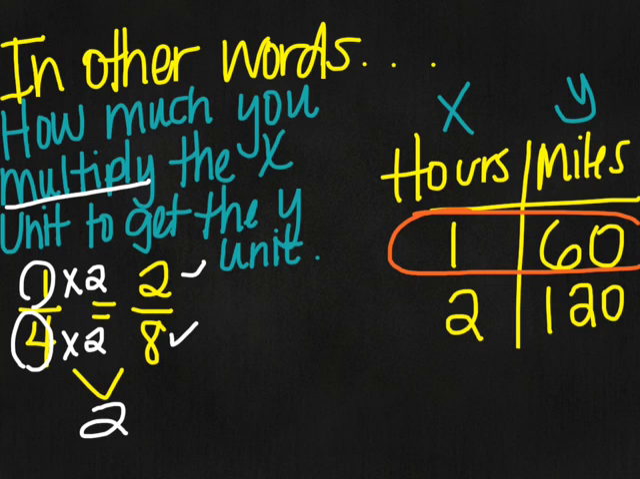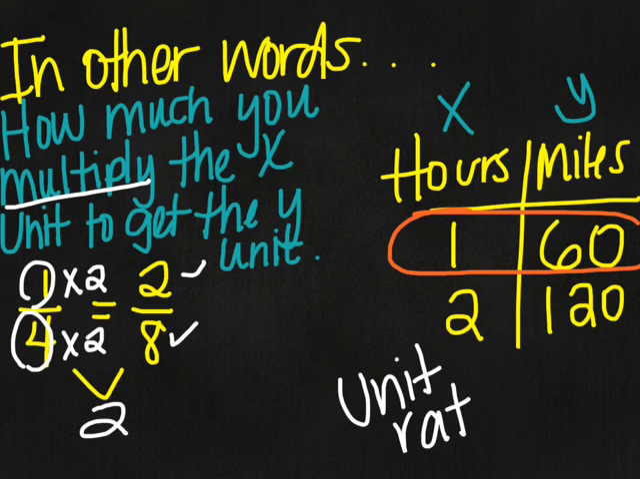Another way that I could look at it is by looking at unit rate. Constant of proportionality is the exact same number as the unit rate, except it's not written as a fraction and it doesn't include units. So we can think about it as a unit rate.